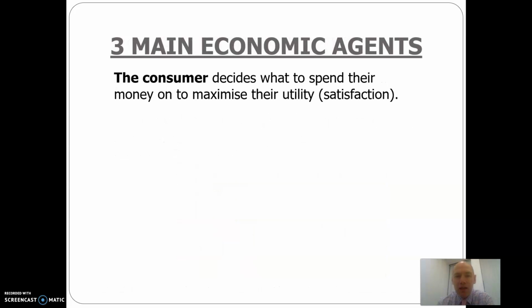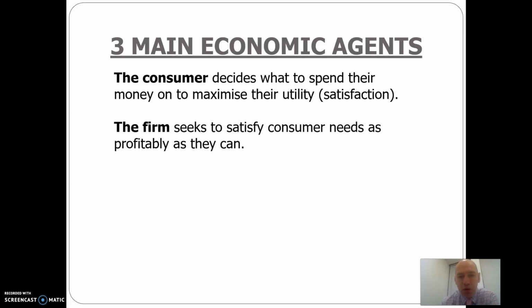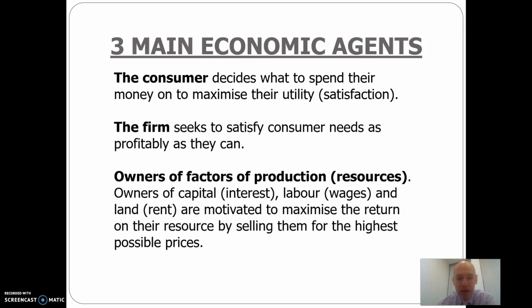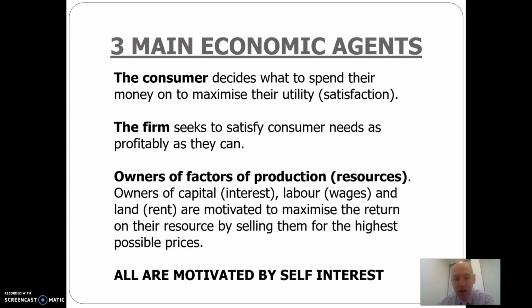Okay, within a market there are three main economic agents. First of all, consumers who decide what to spend their money on, and their aim is always to maximize utility or satisfaction. Firms who aim to maximize profits, and owners of factors of production, so owners of machinery who want interest or a rate of return, workers who want to maximize their wages, landowners who want to maximize rent, and all of these are motivated by self-interest. Okay, very important.